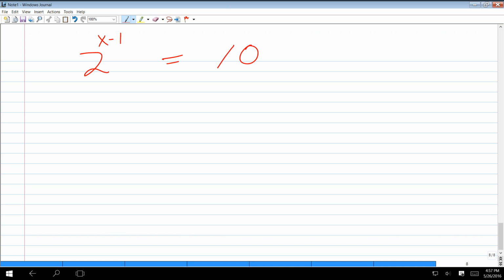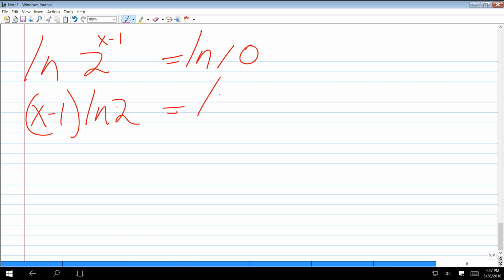Okay. Again, I don't have any algebra that allows me to solve this. But I can solve it with logs. Take the log of both sides. In other words, whenever you have an exponential expression, the solution lies in taking the log of both sides. Okay. Right. Now use your rules of logs. What's the left side become? (x minus 1) ln of 2 equals natural log of 10.